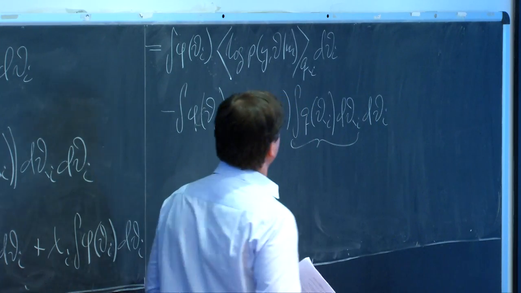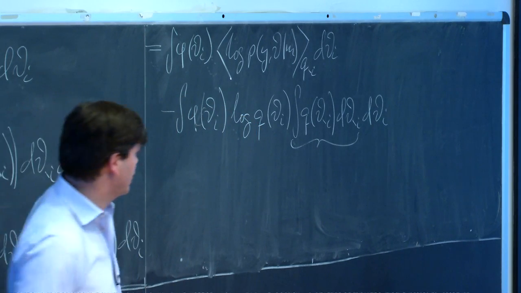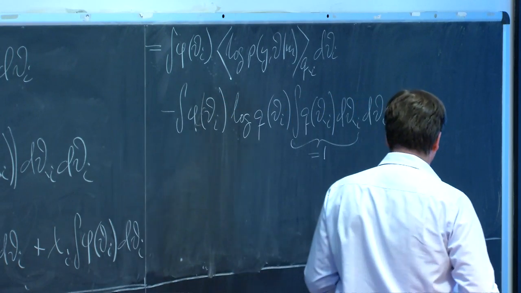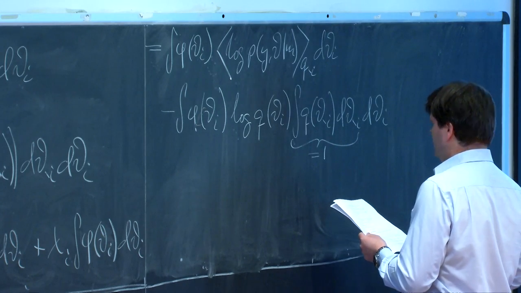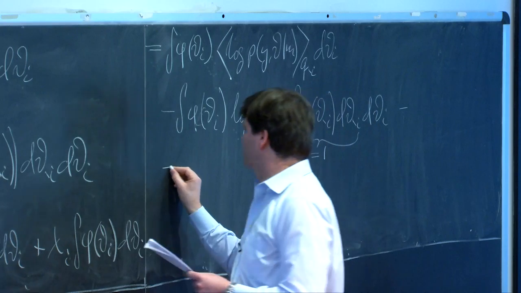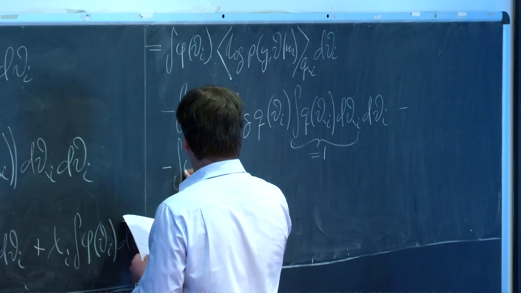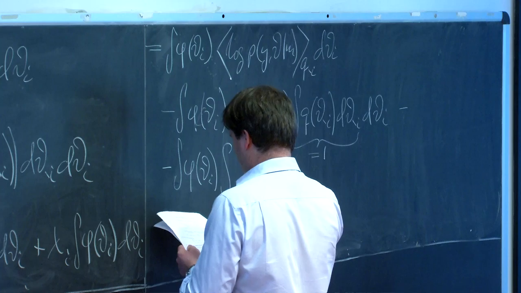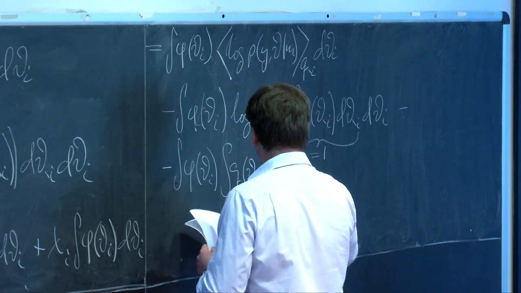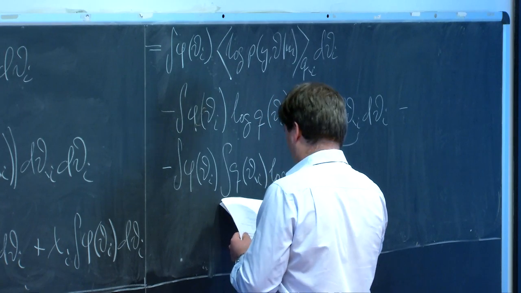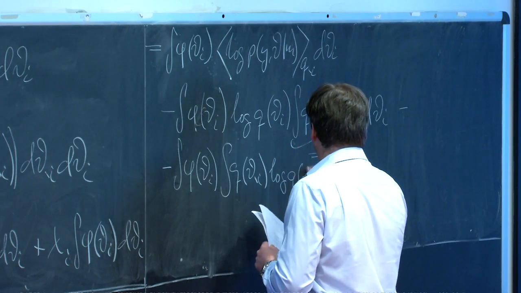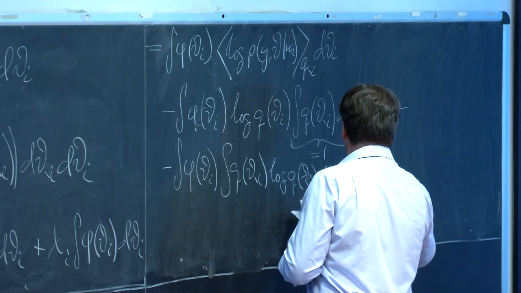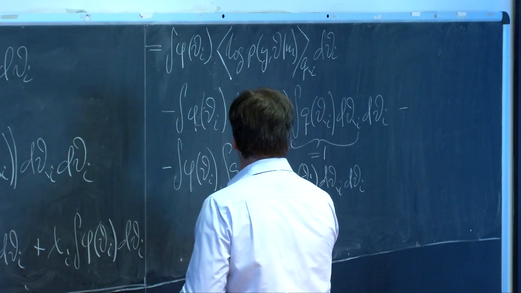Now, what is this? What exactly? This evaluates to unity, so we can forget about it. Then, turning to further terms we have, next thing is minus integral phi over theta I. And then the inner integral we have is Q of theta not I, log Q of theta not I, d theta not I, d theta I. Now this here, what is this?